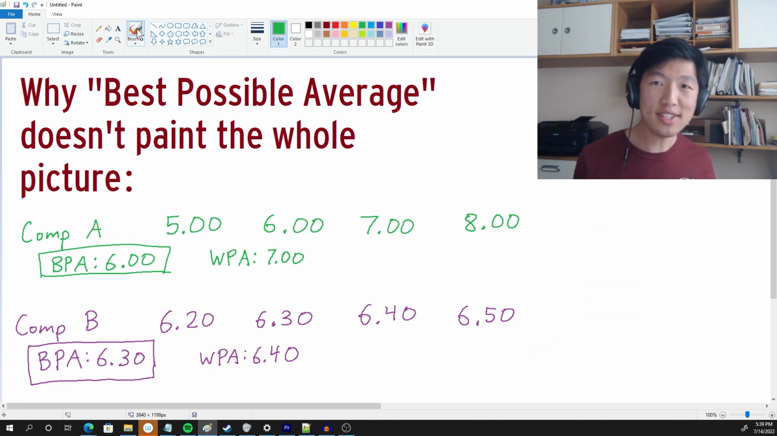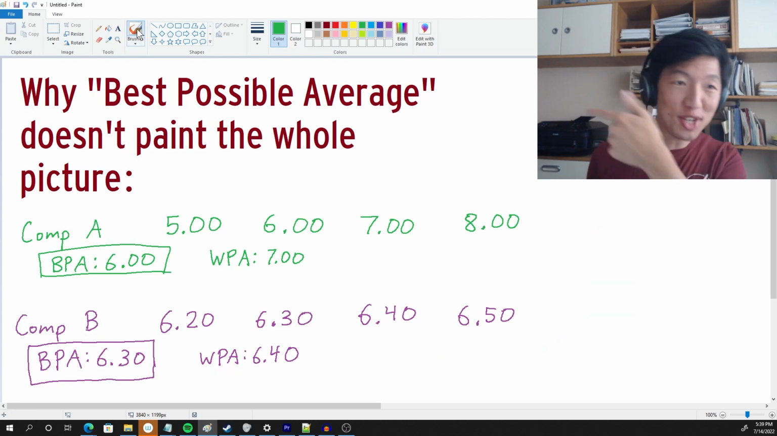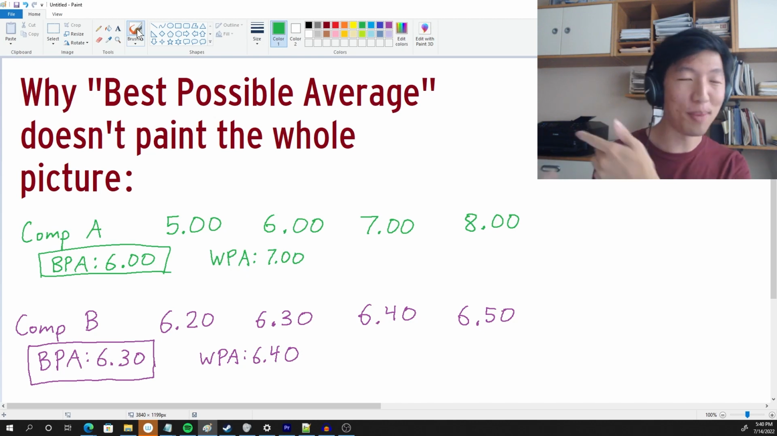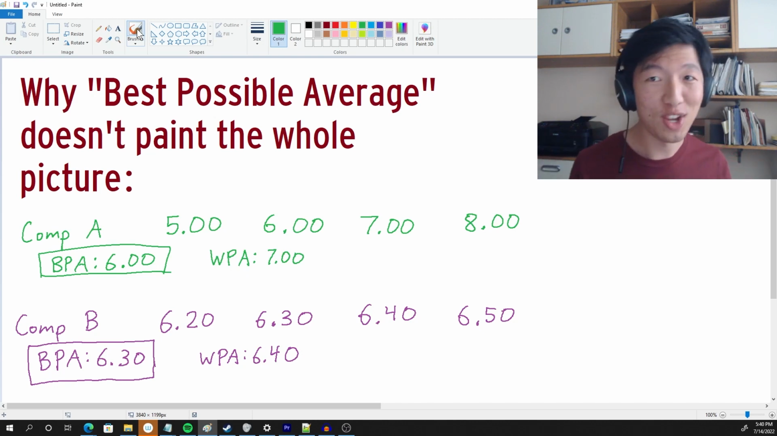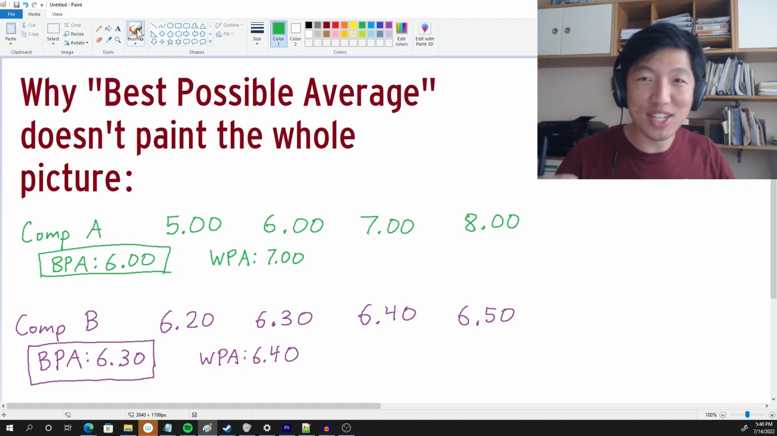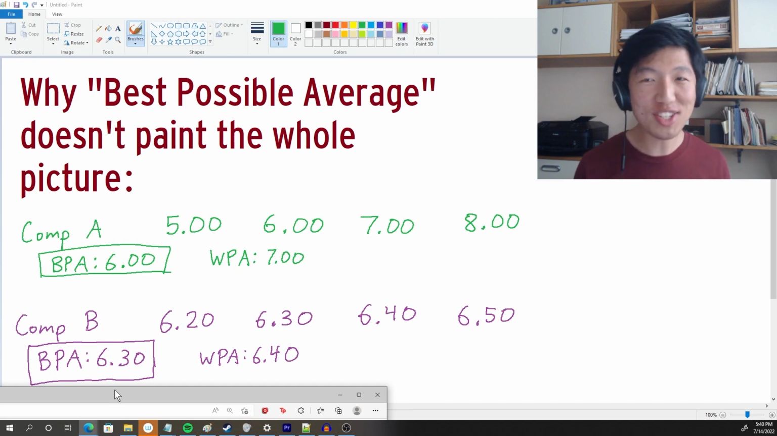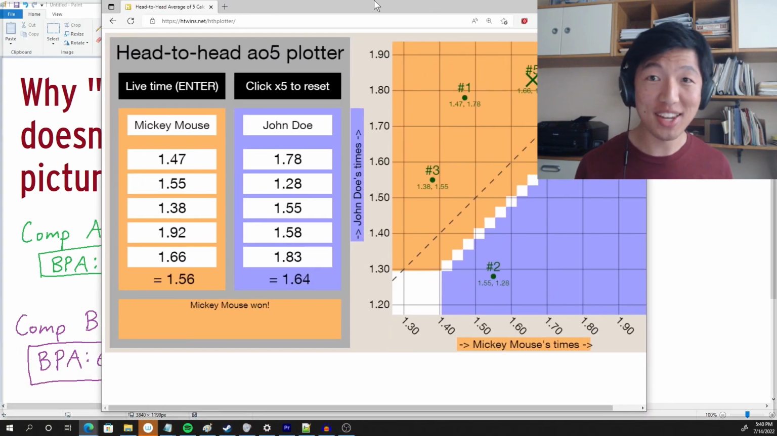So what does this tell us? Well, it tells us that just looking at BPA gives us an incomplete picture, and makes us falsely think that, oh, competitor A just has an advantage over competitor B, when the real picture is something more complicated, where competitor A's score just has a lot more weight in determining the competition than competitor B's. And this whole discussion we've been having is just the introduction for why I created this.